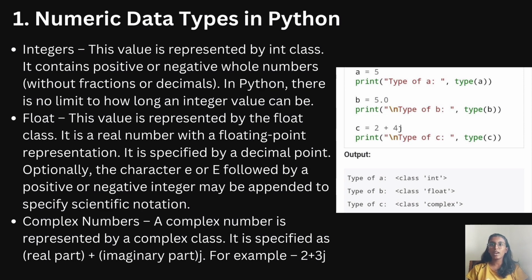Secondly, float. This value is represented by the float class. It is a real number with floating point representation. It is specified by a decimal point. Optionally, the character uppercase E or lowercase e followed by a positive or negative integer may be appended to specify scientific notation. Complex number. A complex number is represented by the complex class. It is specified as real part plus imaginary part j. For example, -2 plus 3j.